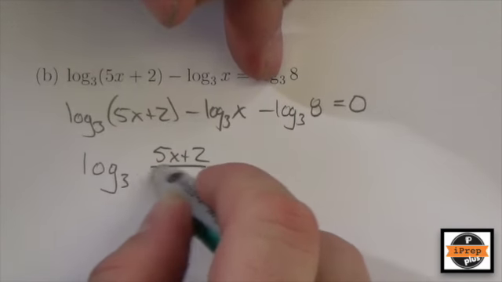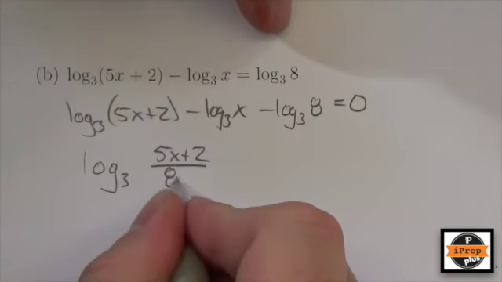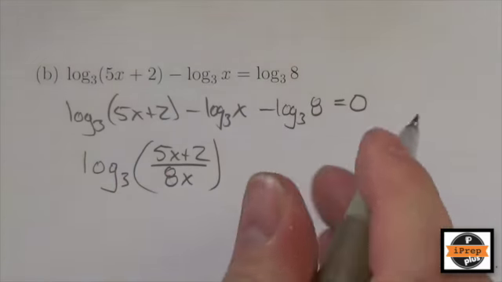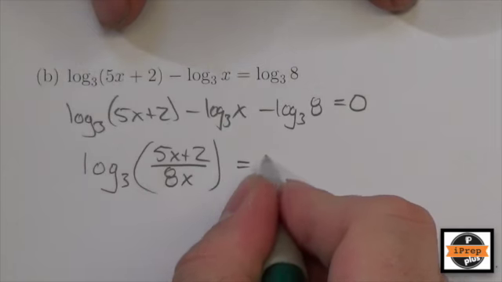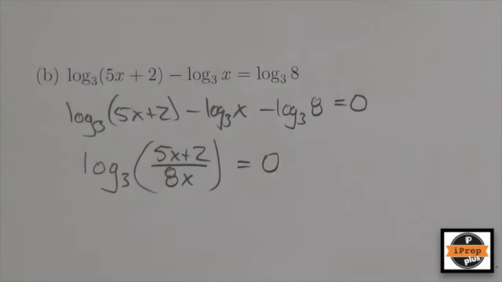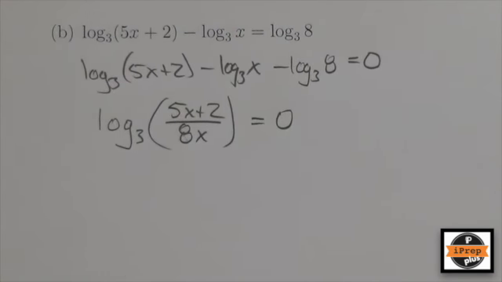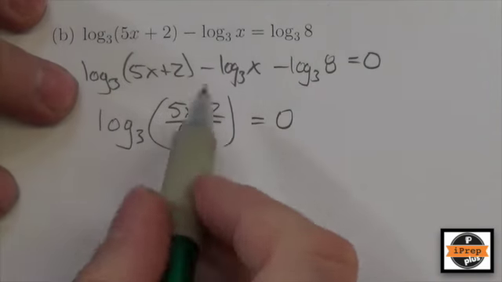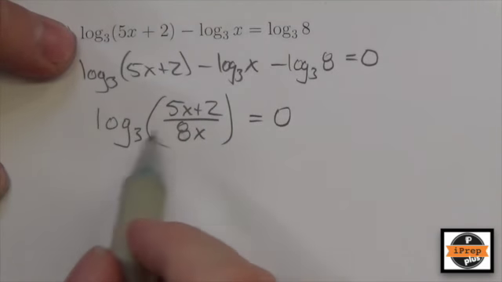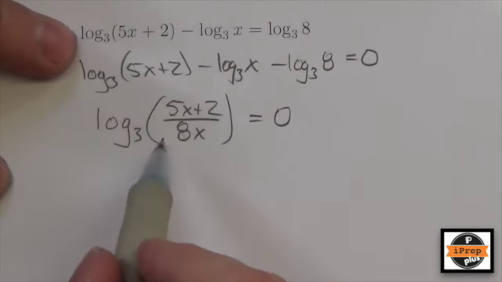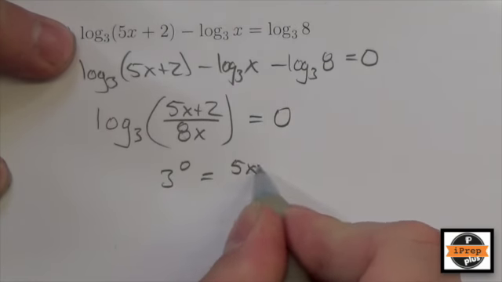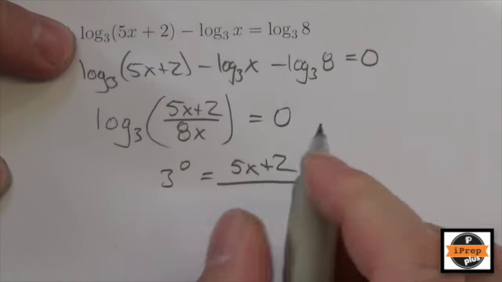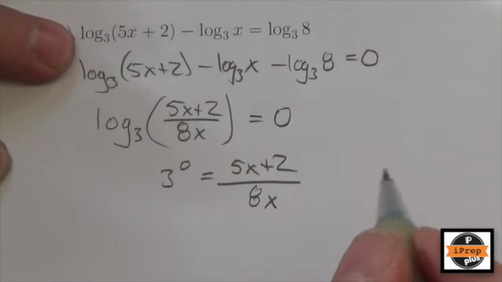Essentially, if there's a negative sign in the front, when I combine them, that argument is going to be in the denominator. And this is equal to 0. So now, once I've got it as a single logarithm, one argument, I'm now going to convert forms. So this will become 3 to the 0 is equal to this combined argument, 5x plus 2 over 8x.